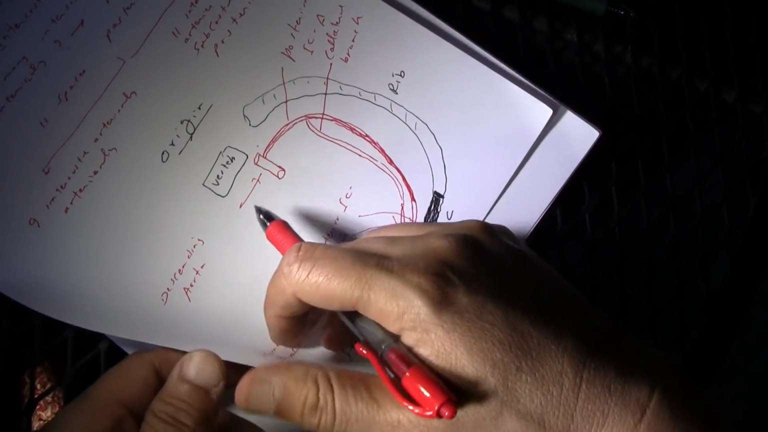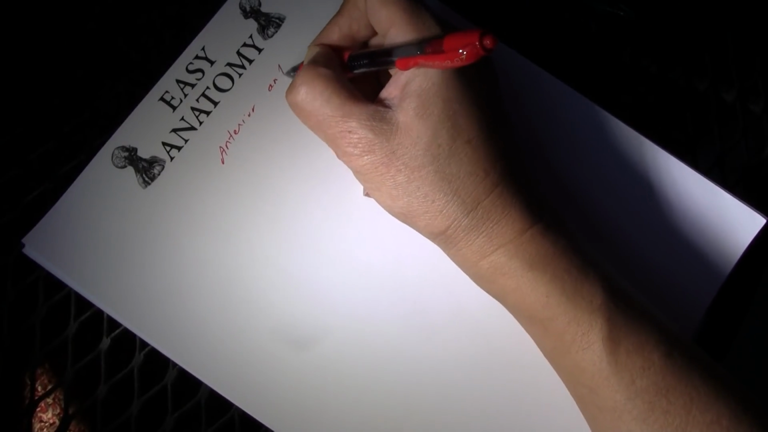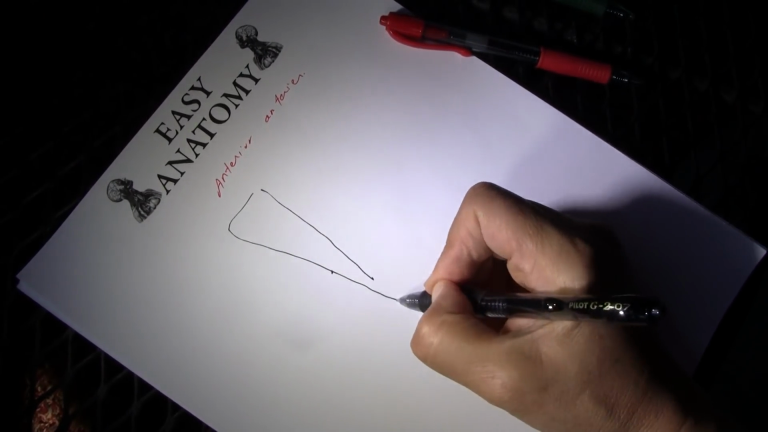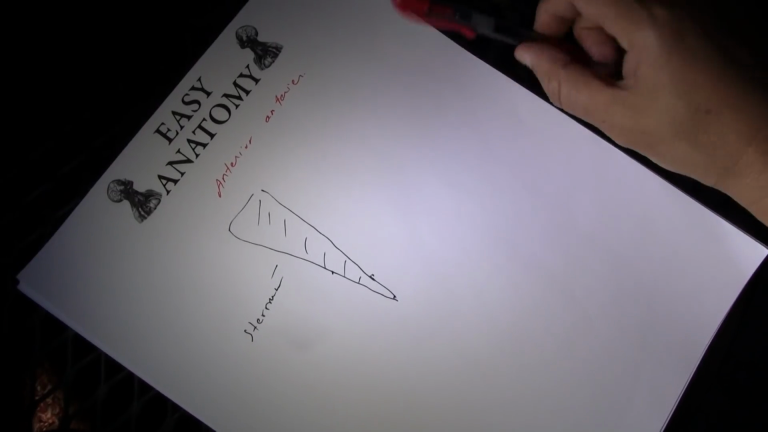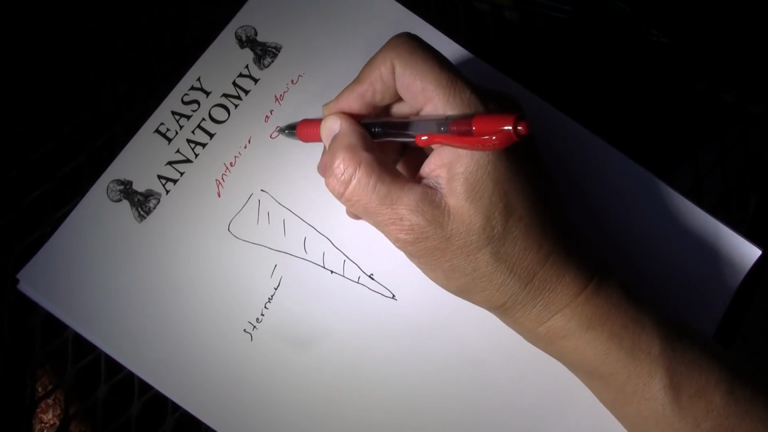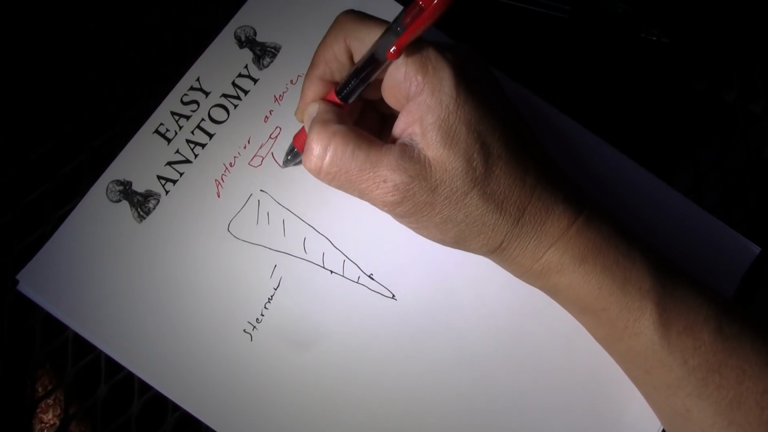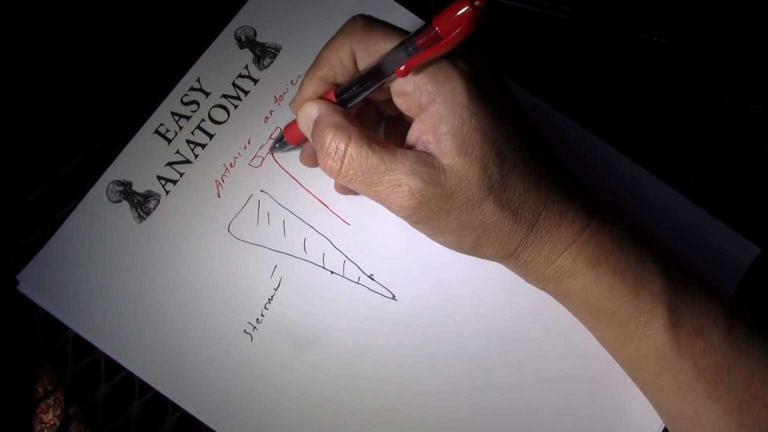Let us go into more detail. So now we start with the anterior arteries. The anterior intercostal artery. Here is the sternum. Okay. The subclavian artery, which is located in the root of the neck, is going to send this internal thoracic artery.